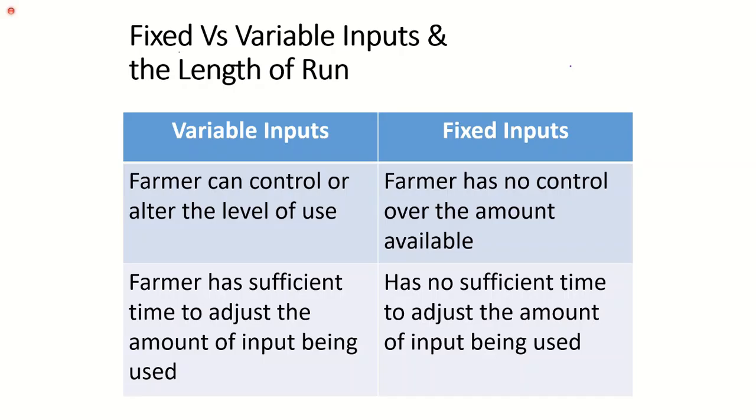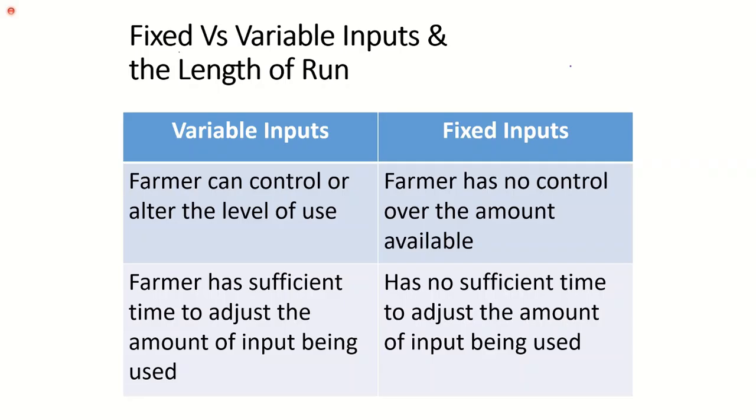So you would have read by now the definition of variable inputs. Although I say farmer, it could be any decision maker, right? It could be you yourself, if you have your own firm. It could be a farmer, it could be a manager of the firm, right? The decision maker, we say, can control or alter the level of use.